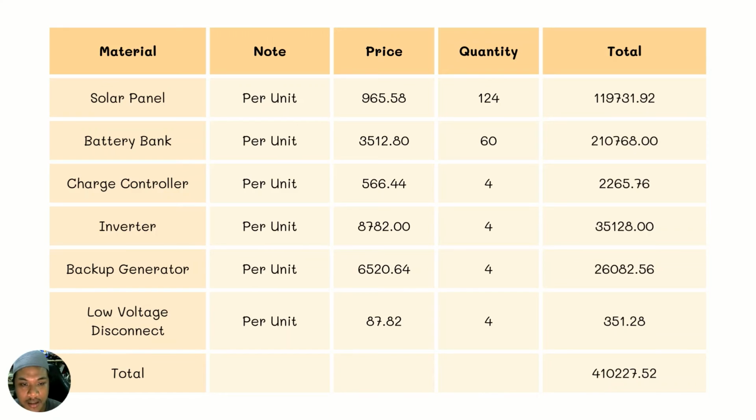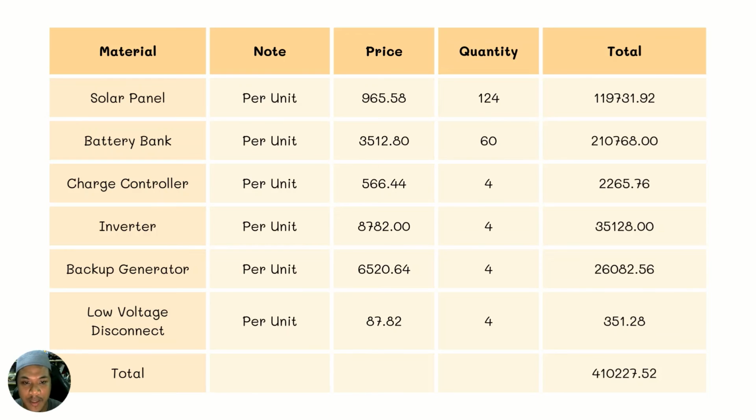For solar panel, 965 ringgit and 58 cents. Battery bank, 3,512 ringgit and 80 cents. Charge controller, 566 ringgit and 44 cents. For inverter, which is the most expensive per unit, 8,782 ringgit. Backup generator, 6,520 ringgit and 64 cents. And for low voltage disconnect, which is the cheapest, 87 ringgit and 82 cents.